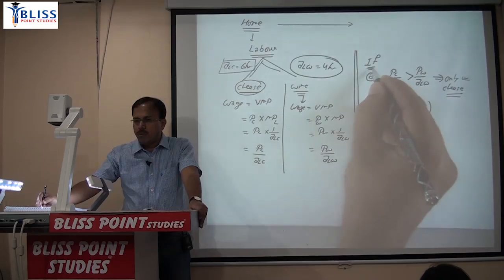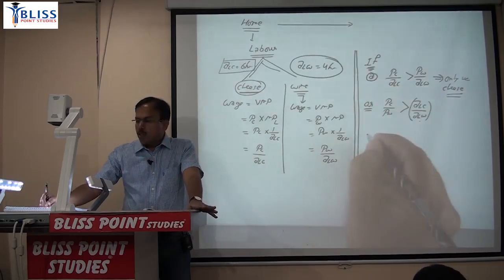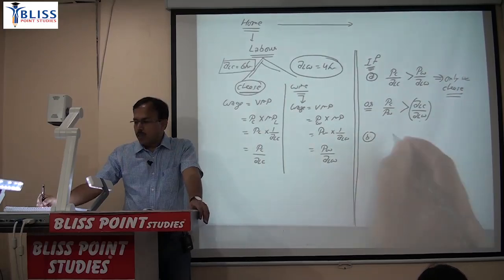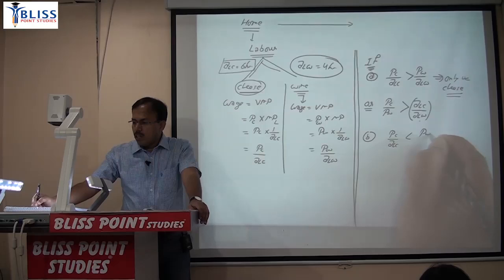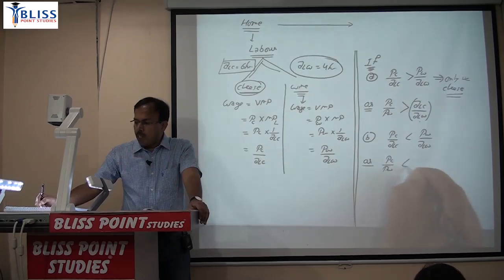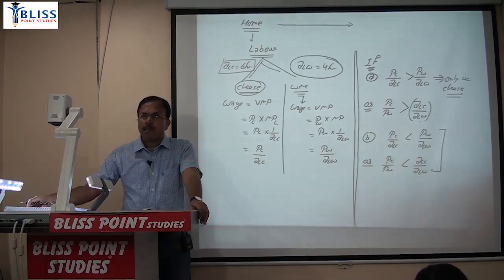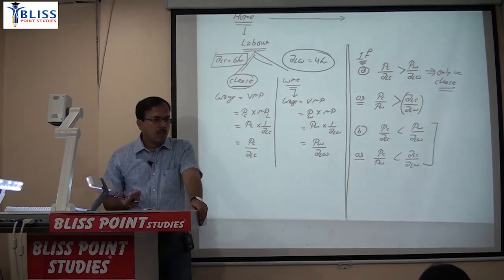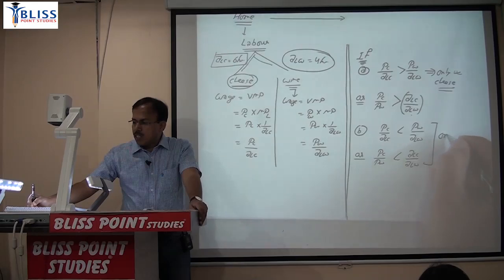But remember, this is the condition I have assumed. So what could be the other possibility? Just reverse it. PC/ALC less than PW/ALW, which could be written as PC/PW less than ALC/ALW. In that condition what will happen? Now where is the wage higher? So in that case the country will produce only wine.